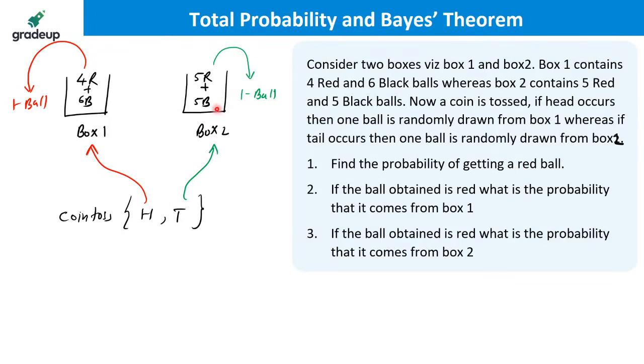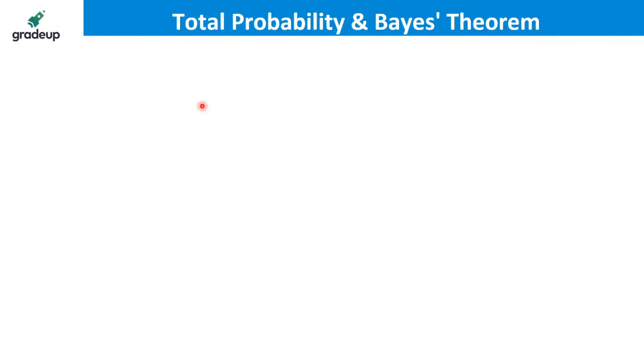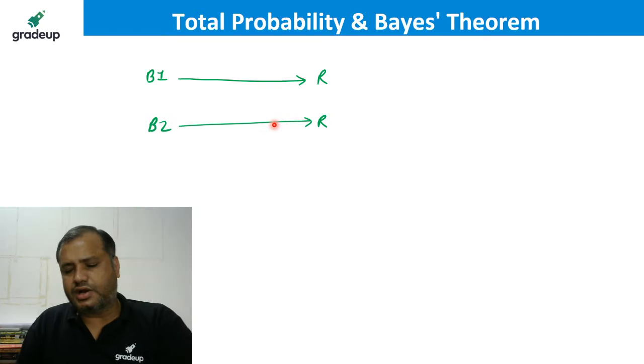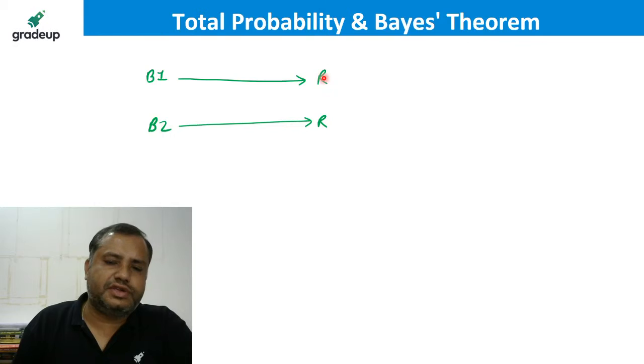So you can see here, what is the probability of getting a red ball from this box? 4 upon 10. What is the probability of getting a red ball from this box? Red balls are 5, total balls are 10. So 5 by 10. Now see this scenario. You can get a red ball from box 1. You can get a red ball from box 2. So there are two ways in which you can get a red ball.